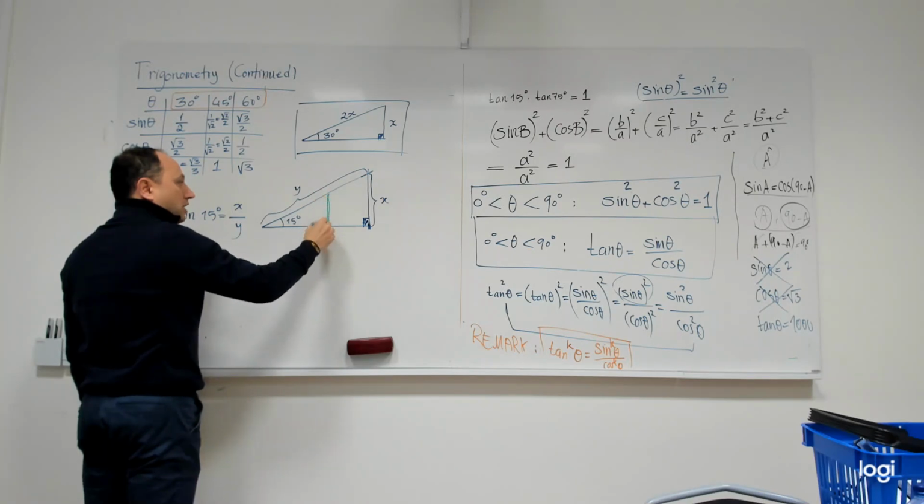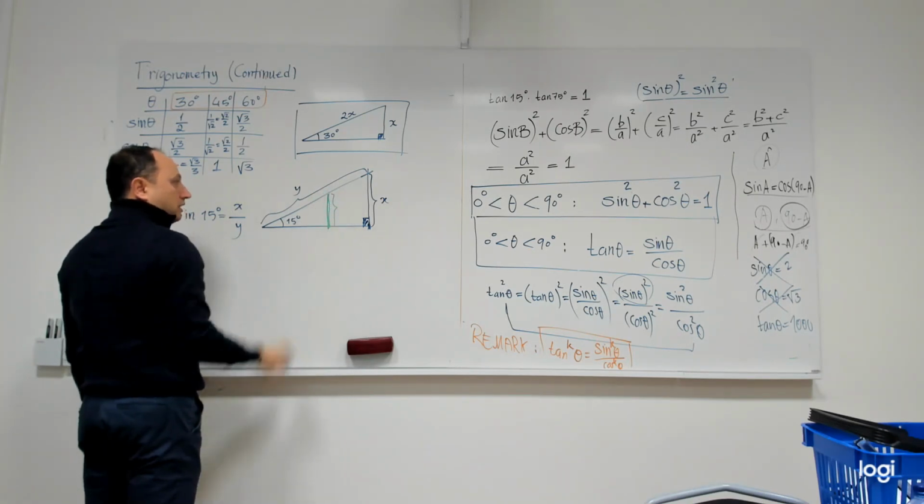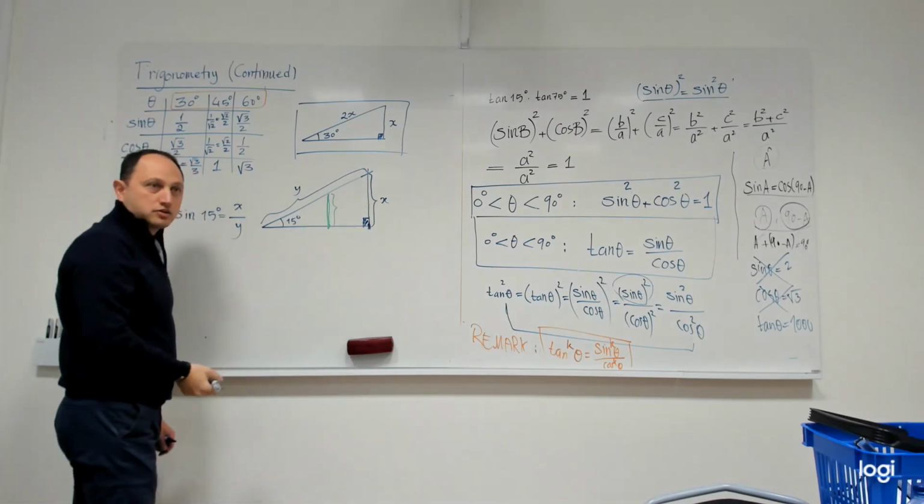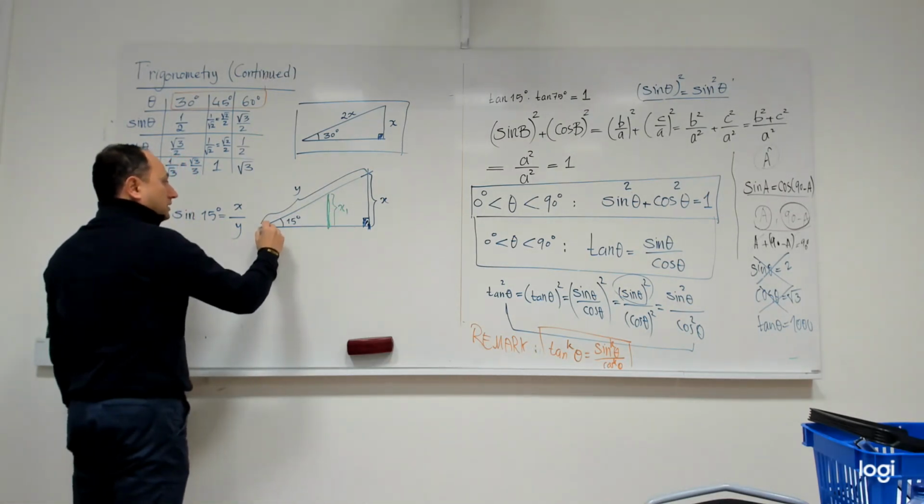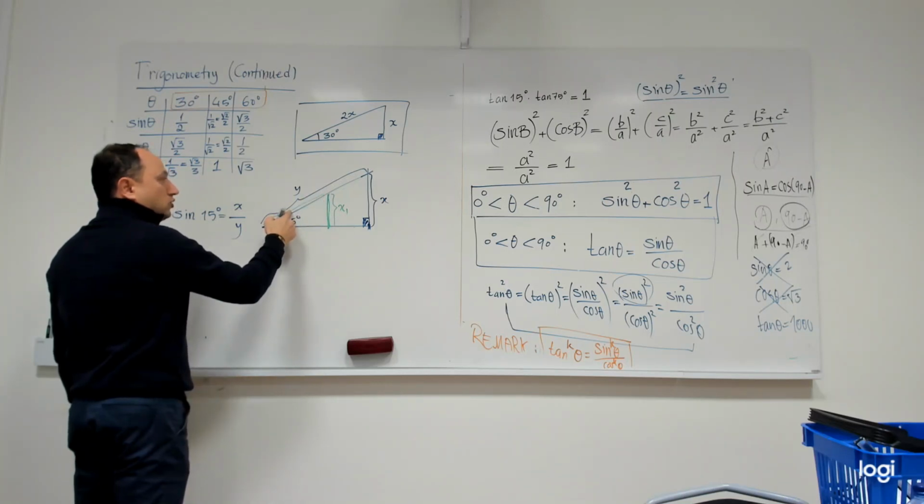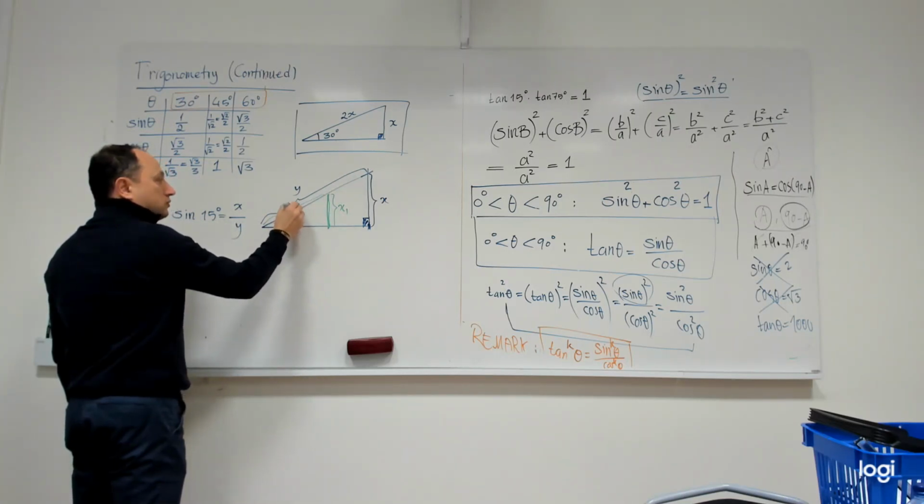And then I will take my ruler and I measure this one. This is no longer the same x. For example, let me call it x1. And then I will take my ruler and measure this one. Of course, this is no longer the same y. So let me call it y1.